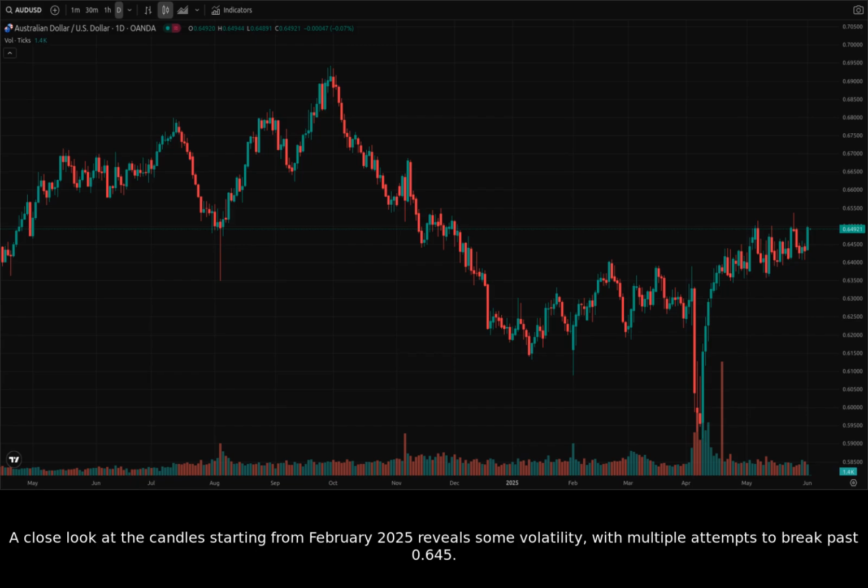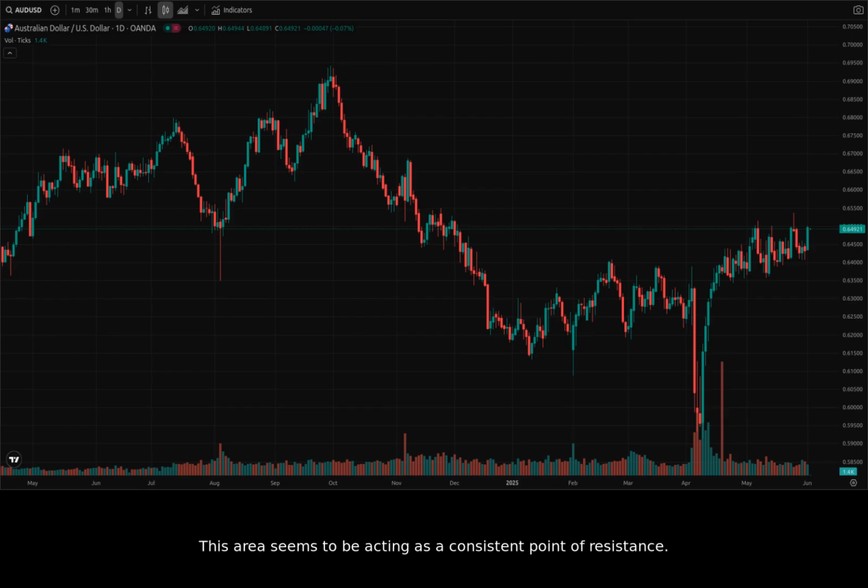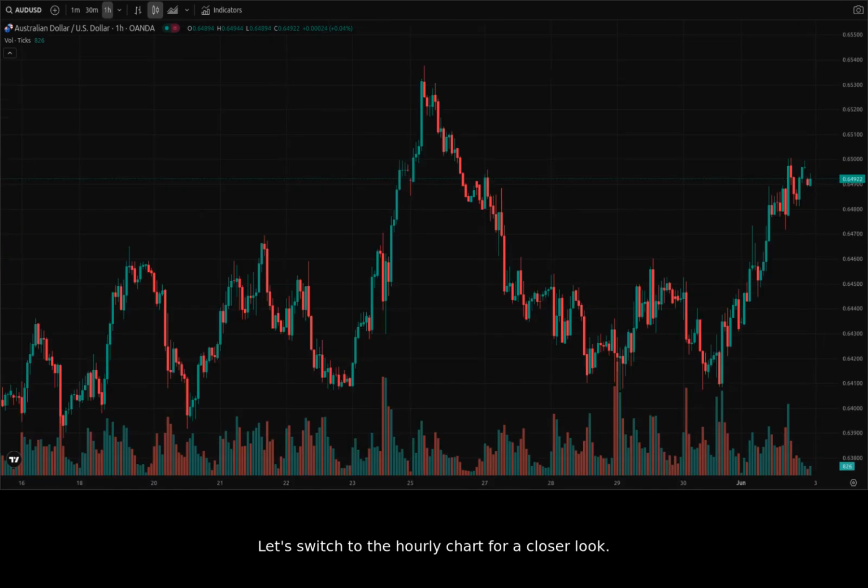A close look at the candles starting from February 2025 reveals some volatility, with multiple attempts to break past 0.645. This area seems to be acting as a consistent point of resistance. Let's switch to the hourly chart for a closer look.